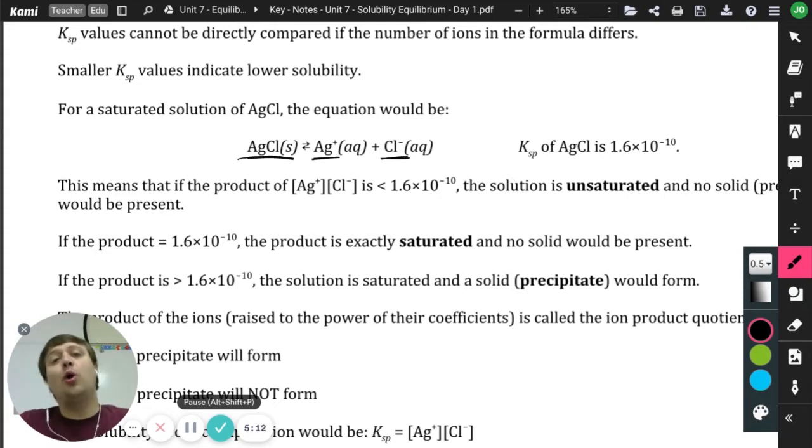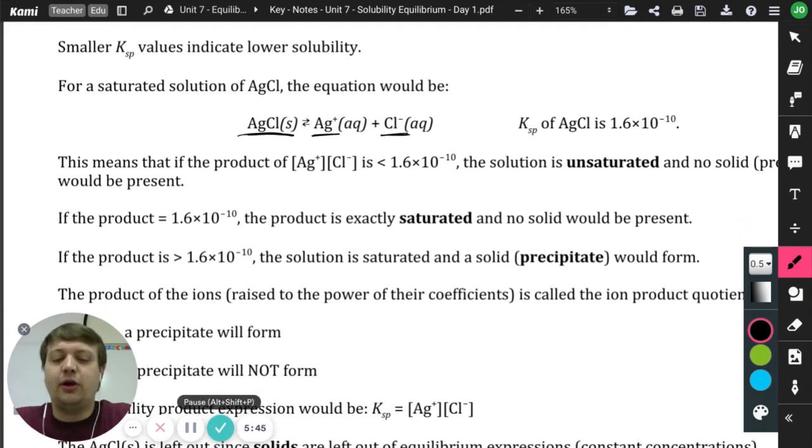Now, if we have more than that amount, then the solution becomes oversaturated, and we would actually see solids precipitate start to form. So when we go through these reactions, one of the things that you might not have known is that even if we add just a little bit over that Ksp value, we're going to start to see that precipitate form. But if we take that same reaction and add a very, very small amount, we won't see a precipitate actually happen.